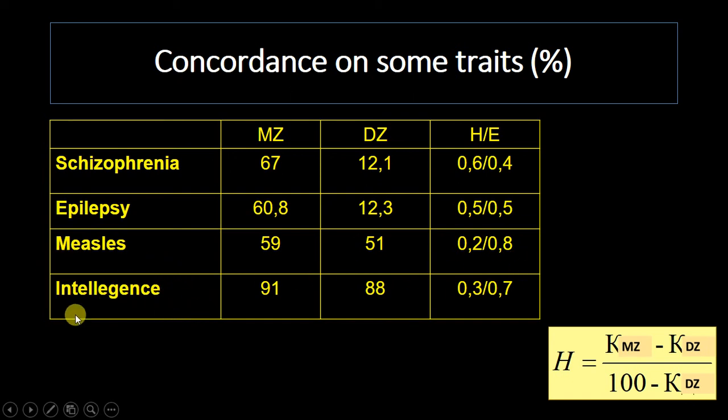And the last example, intelligence. Concordance of monozygotic twins is 91%, and concordance of the dizygotic twins is 88%. And we see that the role of the environment is more than heredity. As a result, we can say that a person's mind depends more on study and effort than on hereditary predisposition.